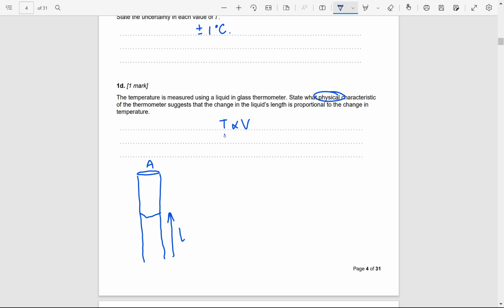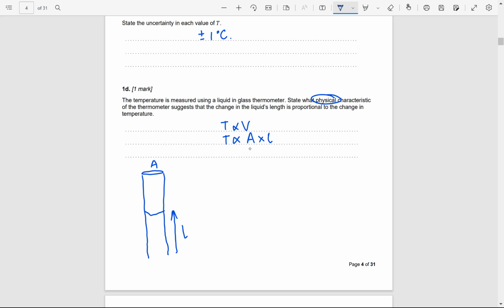and we haven't got volume written down here, but we do have temperature is proportional to cross-sectional area multiplied by length. Now, the cross-sectional area isn't changing, okay? So if the cross-sectional area is constant, so if this is a constant, then what we can say is, as the temperature rises, the length will rise by the same proportion. So the answer is the cross-sectional area remains constant.